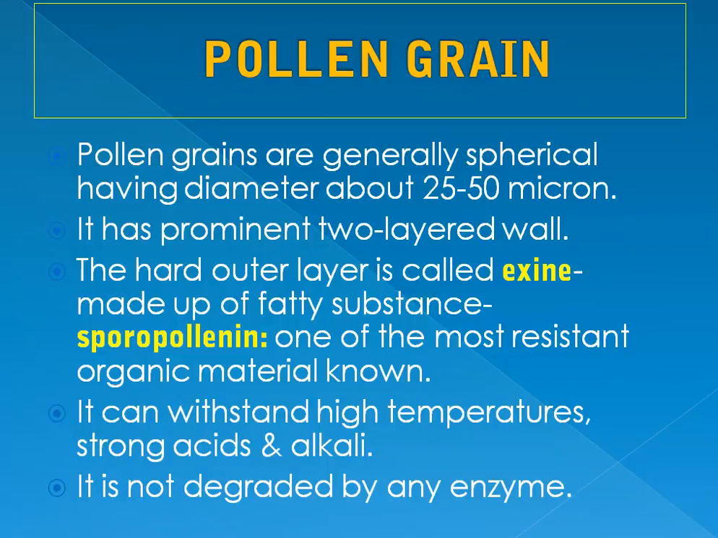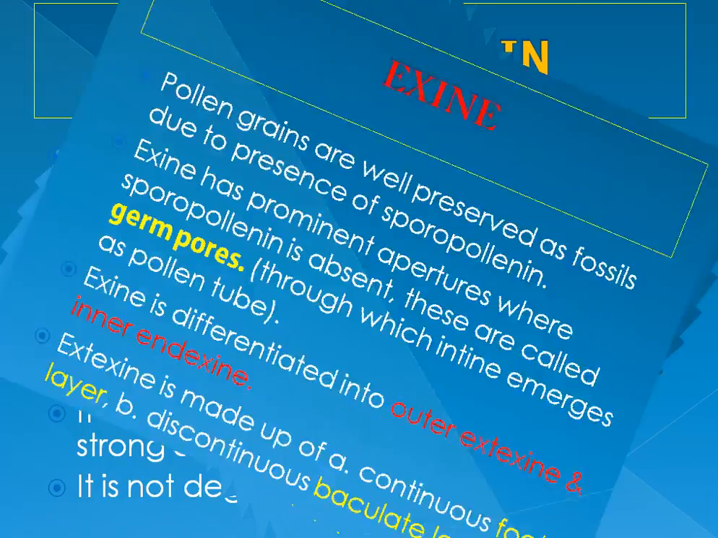Pollen grains are generally spherical structures having diameter about 25 to 50 micron. It has a prominent two-layered wall. The hard outer layer is called exine, which is made up of the fatty substance sporopollenin. Sporopollenin is one of the most resistant organic materials known. It can withstand high temperature, strong acid and alkali. It is not degraded by any enzyme.